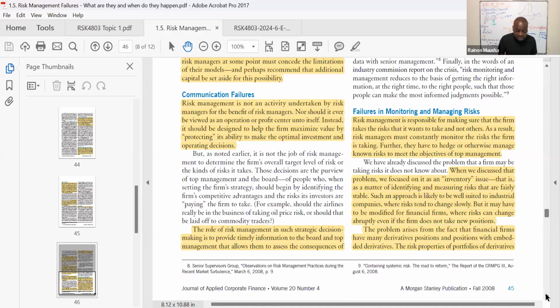And here they say, risk management is not an activity undertaken by the risk manager for the benefit of risk managers, nor should it ever be viewed as an operation or profit center unto itself. Instead, it should be designed to help the firm maximize value by protecting its ability to make the optimal investment and operating decisions.